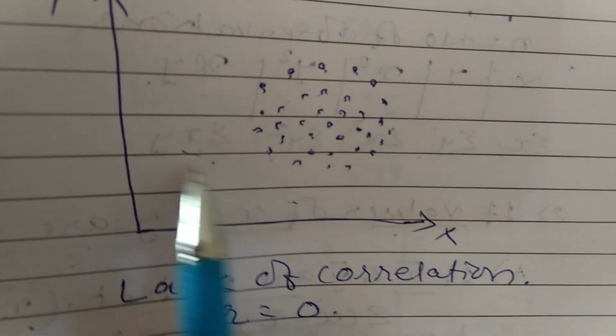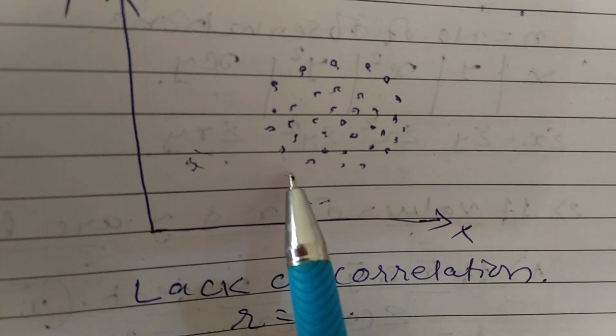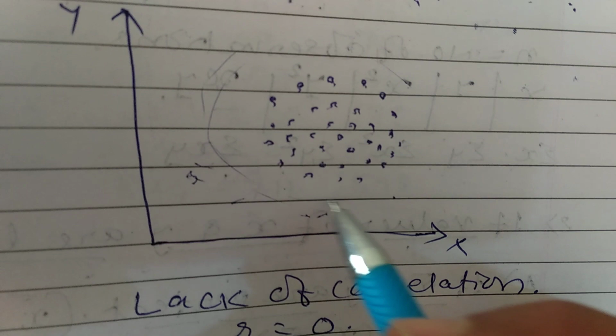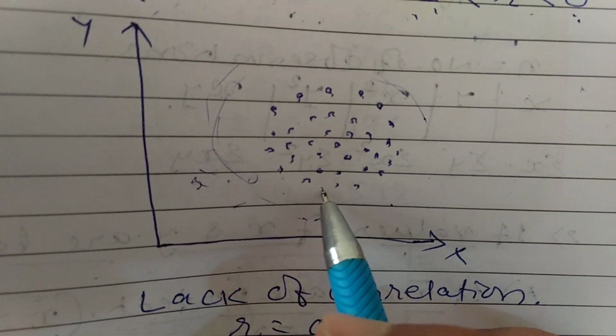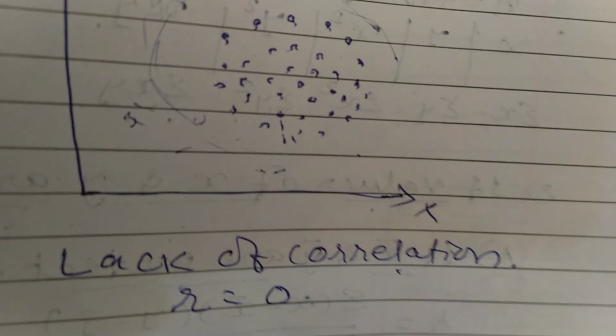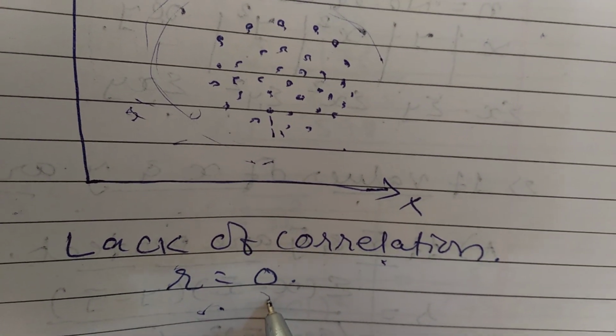That means these two variables, these two values of x and y, don't have any kind of relation, and whenever these kinds of values are placed on a graph, they will be scattered. That's why such a thing is called lack of correlation, and the value of the correlation coefficient will always be r is equal to 0.